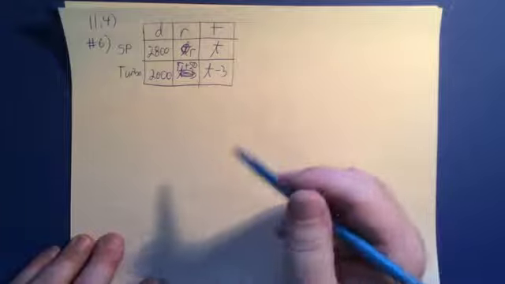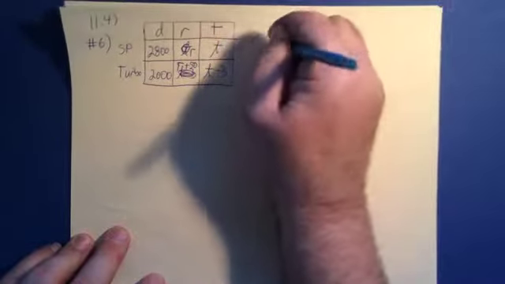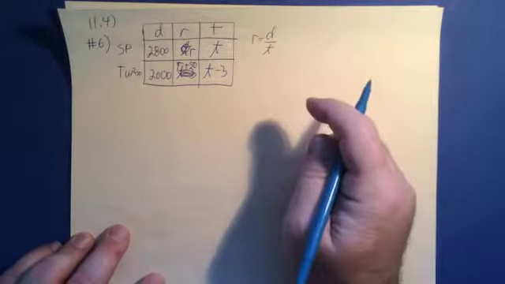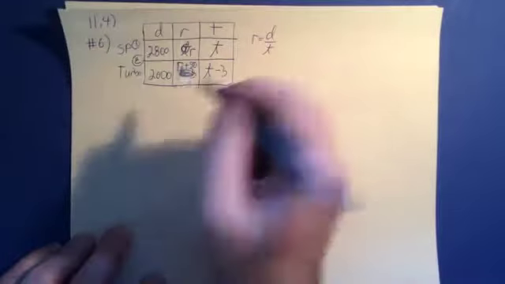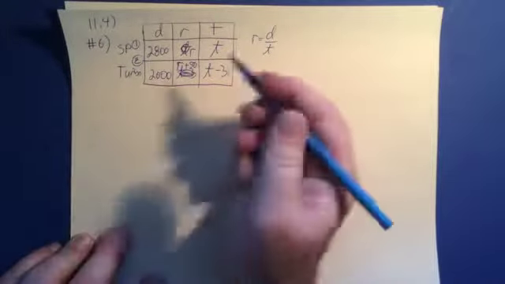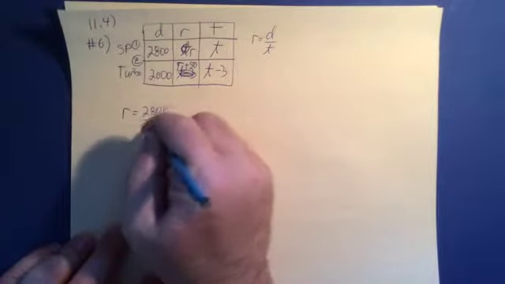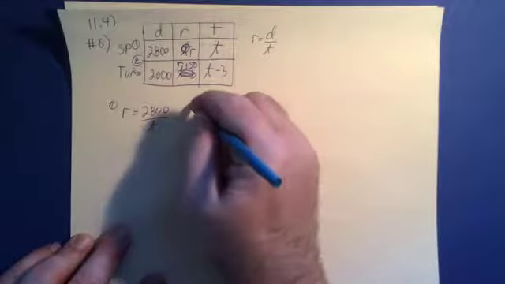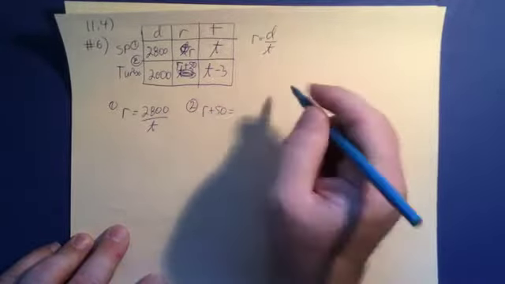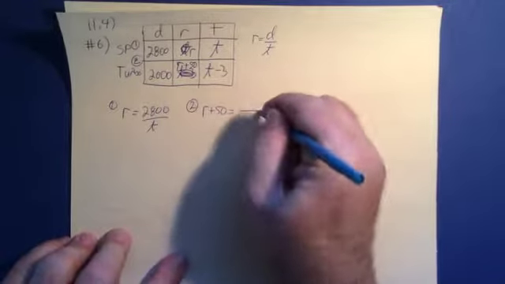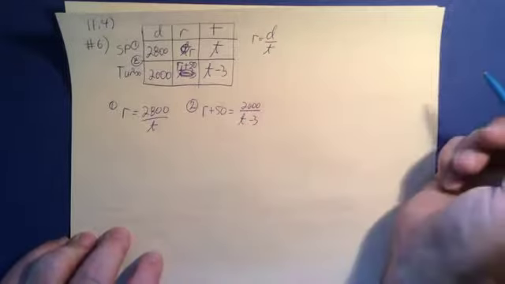So again here, we're going to solve for R. So we're going to solve for R equals D divided by T, and it's going to work out like this. We're going to label this number 1, and this one down here number 2. So we're going to have R equal 2,800 over T. For the second one, we're going to have R plus 50 equaling 2,000 divided by T minus 3.